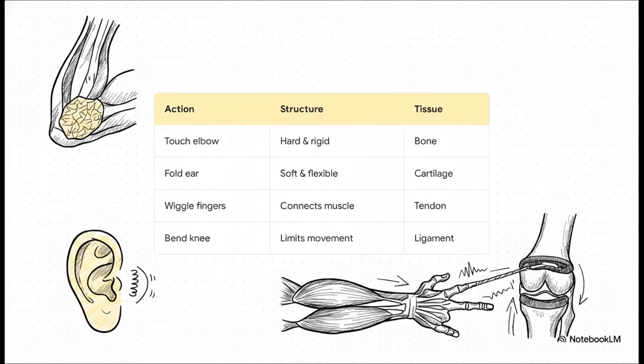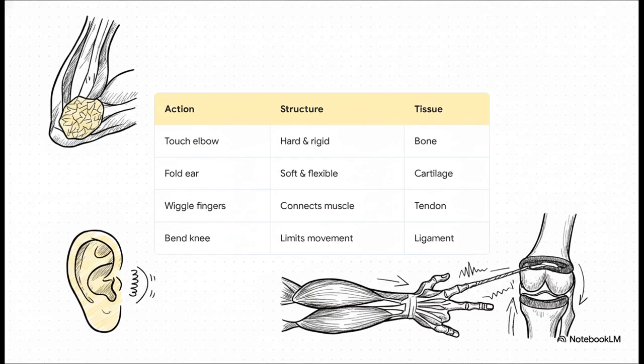That's bone. Now gently fold the top of your ear over. Notice how it's soft, flexible, and springs right back into place? That's cartilage, providing crucial cushioning. Next, hold your hand out and wiggle your fingers, but stare at your forearm while you do it. See that movement way up in your arm? That's because tendons are connecting your forearm muscles all the way down to your finger bones like biological puppet strings.